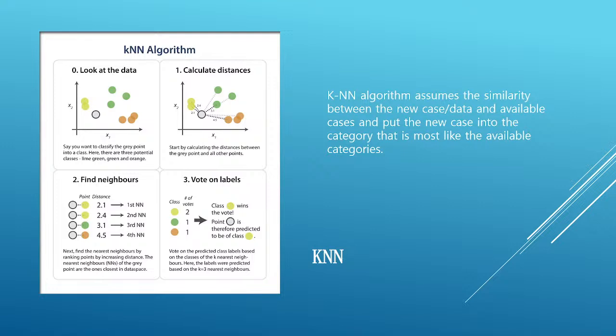Now KNN has four parts, like first you look at the data, whether you are classifying some color combinations, on the basis of calculating the distances between the gray point and all other data points. For this concept we have the KNN algorithm, and it also votes on the labeled data. What are the labeled data we have present? For that purpose also we have KNN algorithms.